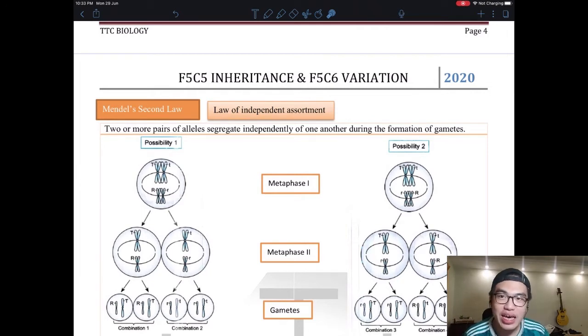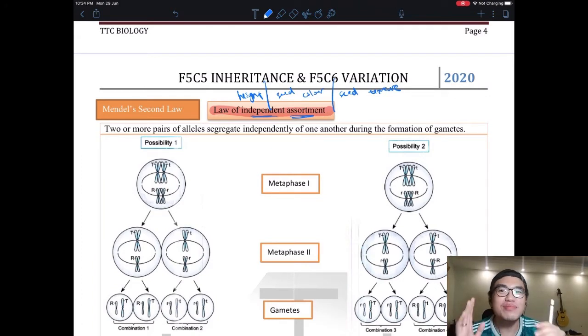The name of Mendel's second law is called the law of independent assortment. Please remember this. What does it mean by independent assortment? Independent means I don't rely on you. Let's say height gene and seed color gene, or seed texture gene, are they relying on each other? No. How tall am I has nothing to do with the seed color. That is another story. That's why we call them independent assortment. You get what I'm trying to say?